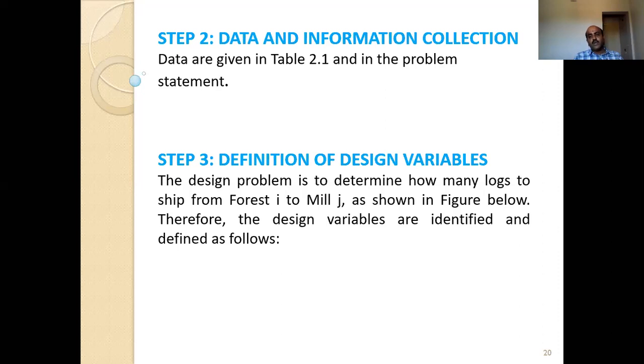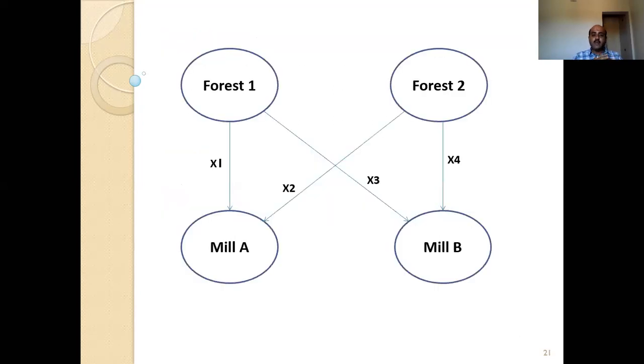Now what we want to do here is formulate the optimization design problem for optimizing the transportation cost. Because for transporting one log from one forest to a mill, it costs $10 per kilometer. So distance we know, and how many logs it will produce we know. Now we want to get the design variables. I'll just draw the diagram here. Look at this diagram.